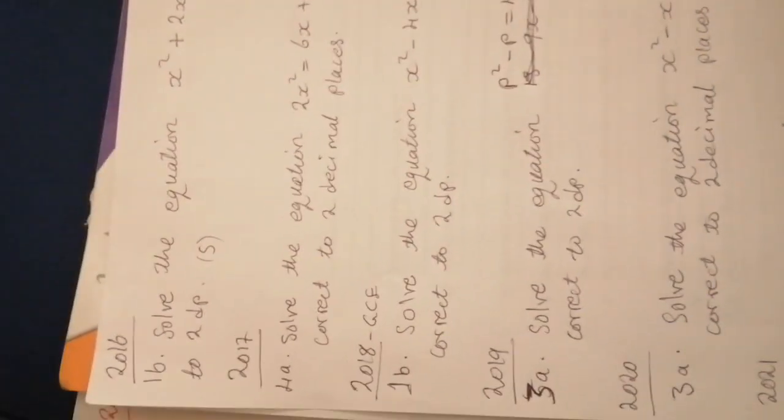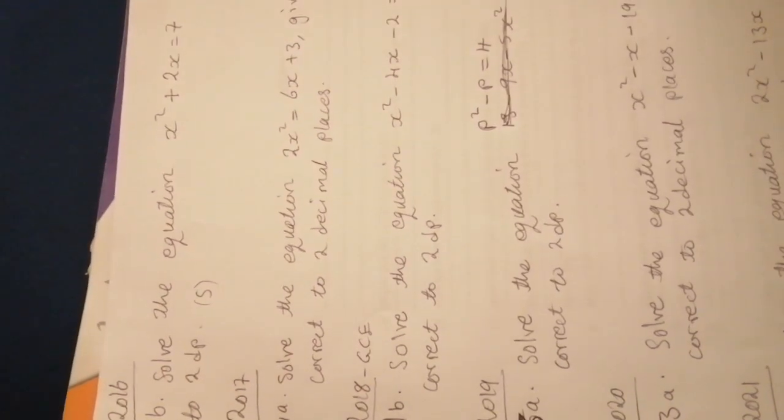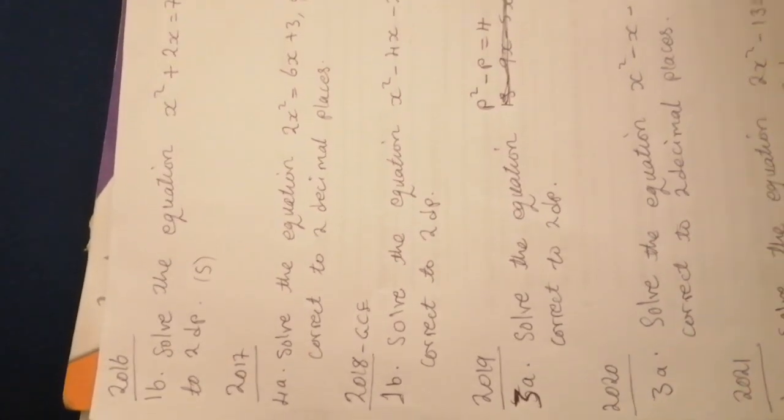Today we're going to look at quadratic equations and look at the questions in paper 2 for grade 12 exams. So in 2016, the question came under question 1b. It says solve the equation x squared plus 2x equals 7, giving your answers correct to two decimal places. So the equation is x squared plus 2x equals 7.